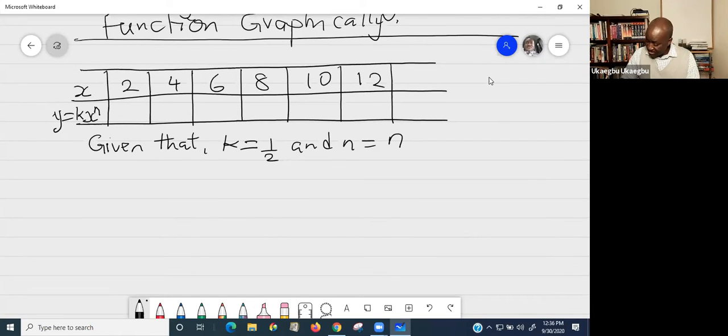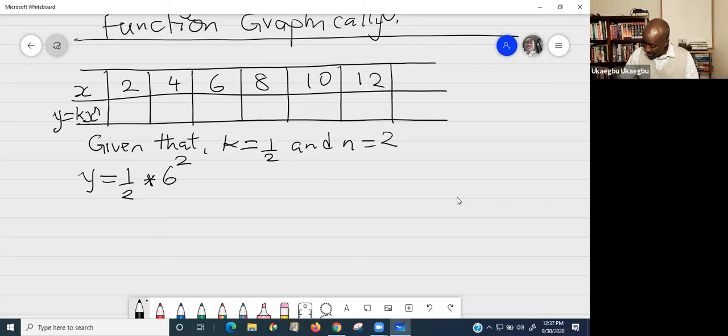So all you need to do is write your y is equal to, they said k is 1/2. So 1/2 multiplied by x, and x is 6, and then n is 2. They said that n is 2. So x raised to power n: 6 raised to power 2.